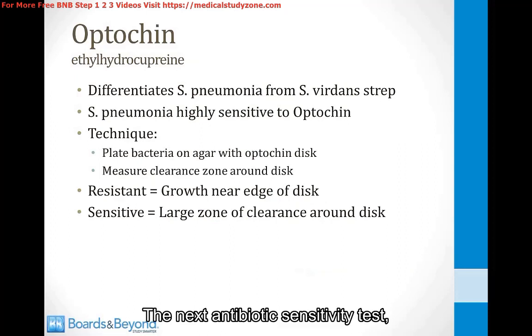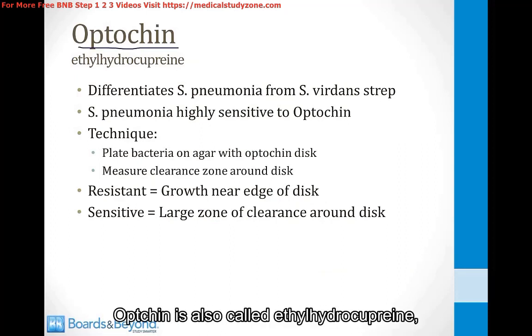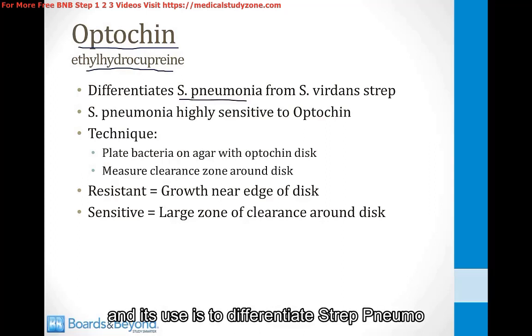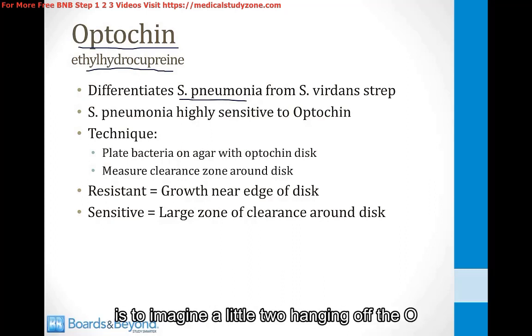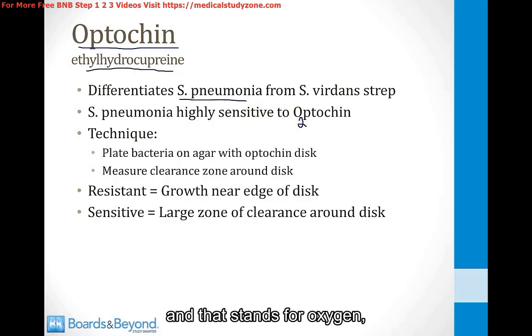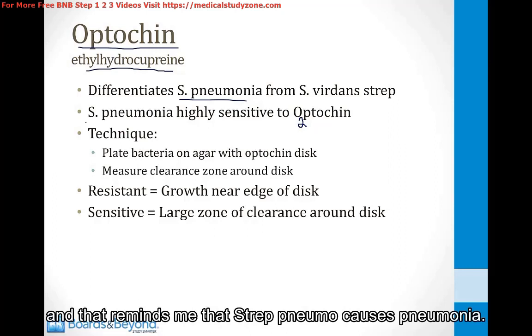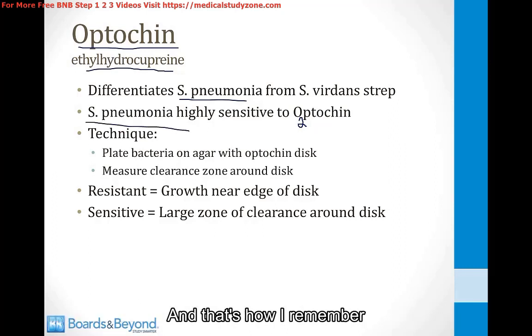The next antibiotic sensitivity test is the optochin sensitivity test. Optochin is also called ethyl hydrocupreine, and its use is to differentiate strep pneumo from strep viridans. So strep pneumo is highly sensitive to optochin, and the way I've always remembered this is to imagine a little 2 hanging off the O in optochin for O2, and that stands for oxygen, which reminds me of the lungs, and that reminds me that strep pneumo causes pneumonia, and that's how I remember that strep pneumo is optochin sensitive. That's just always worked for me. Use it if you wish.